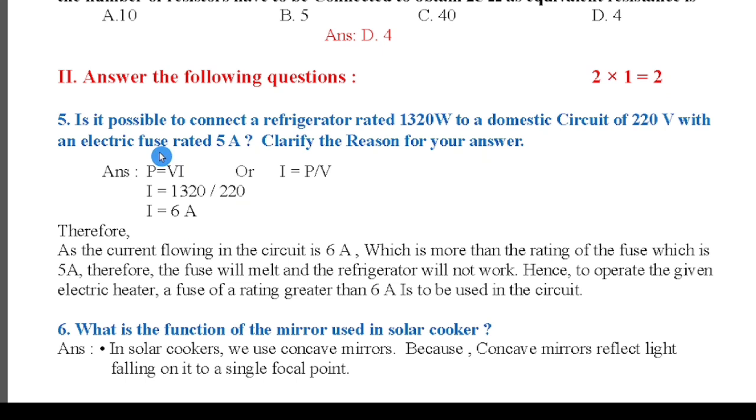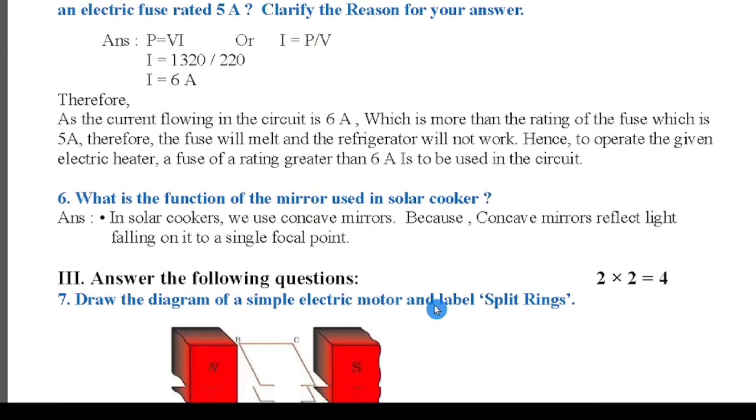So you understand, children, if it is an electric fuse rated 6 amps, then we can connect the 1320 watt refrigerator. Otherwise it is highly dangerous. Why? Because we'll get overload or short circuit. So the answer is, as the current flowing in the circuit is 6 amps, which is more than the rating of the fuse, which is 5 amps, therefore the fuse will melt and the refrigerator will not work. Hence, to operate the given electric heater, a fuse of rating greater than 6 amps has to be used in the circuit. So you have to write the reason also.